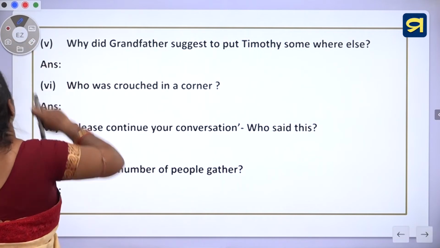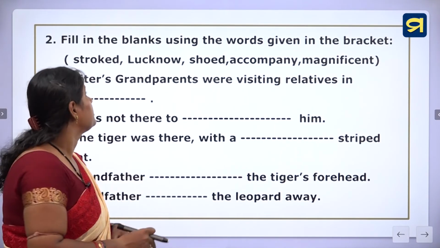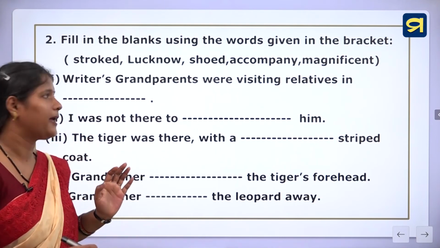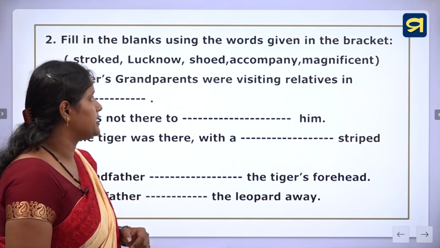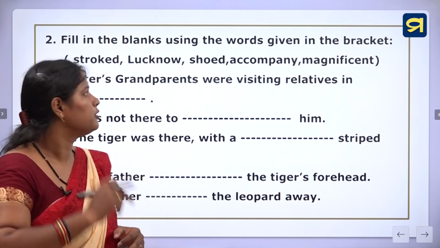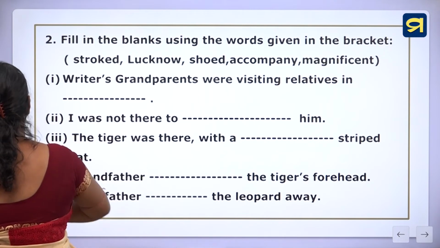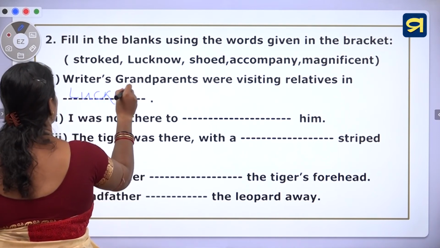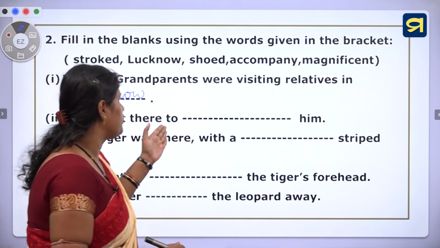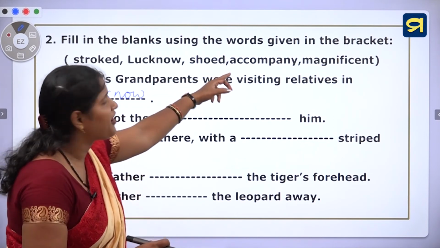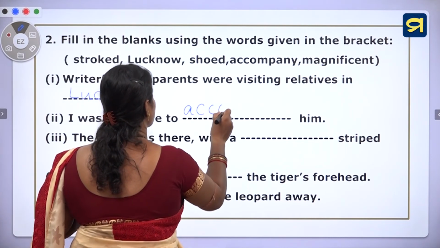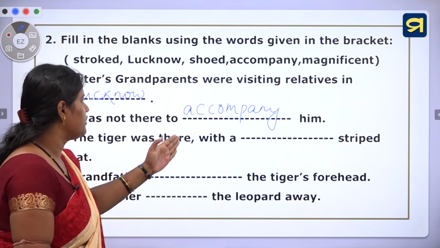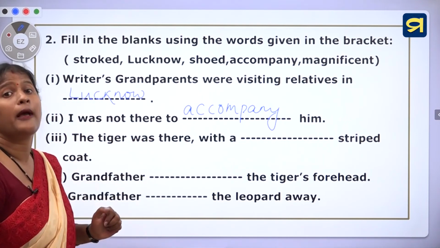Okay, dear children. Next, fill in the blanks using the words given in the bracket. You have to fill in the blanks taking the help of the words. Question number 1. Writer's grandparents were visiting relatives in dash. Very good. Lucknow. Number 2. I was not there to dash him. Yes. Accompany him. Number 3. The tiger was there with a dash striped coat. Very good. Magnificent.